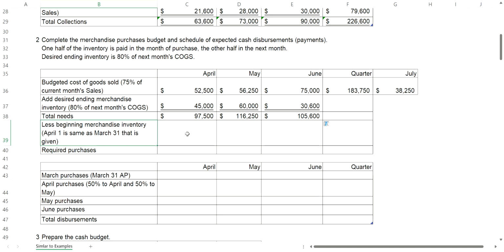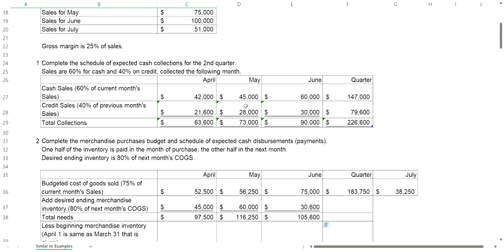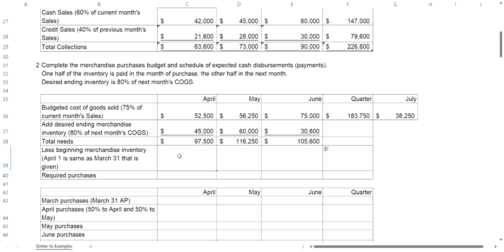Now, I already have some inventory, so that means I don't need to purchase it. So notice it says less beginning inventory. And the inventory on March 31st would be carried over to April 1st. So when I go back to my initial information, inventory on March 31st is 42,000. Inventory, merchandise inventory, same thing. So that will be my balance on April 1st. So I'll fill in 42,000.